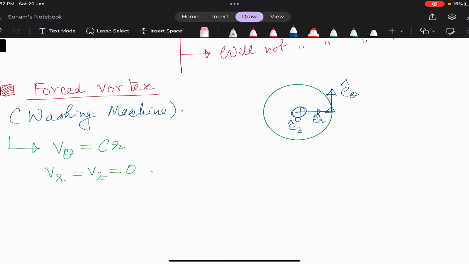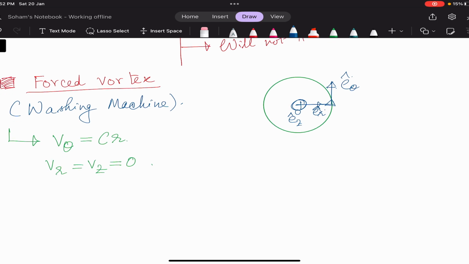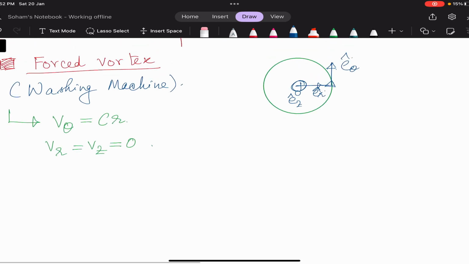So v theta is equal to C r for a forced vortex. R is the radial position of the fluid particle. Vortex flows are defined by revolving fluid particles, right? They must revolve about a particular axis. The distance of that fluid particle from that axis is r. So this is the forced vortex.